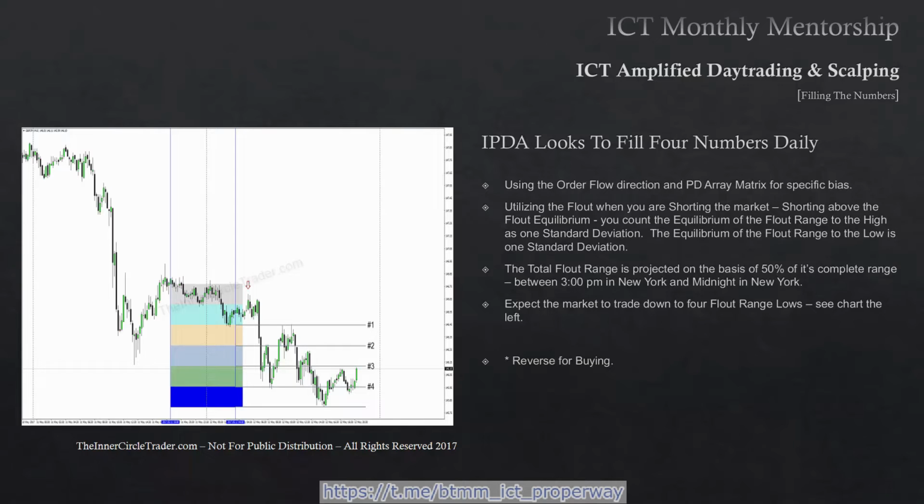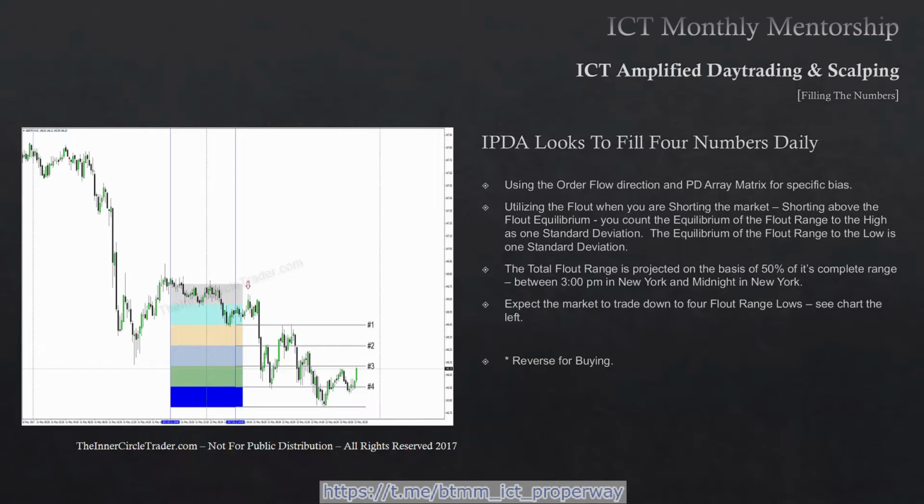So once you project the flout down 1 new low of its range divided in half, that constitutes level 1 of 4 numbers to fill for the day. And see the chart to the left, and you'll see what I'm referring to. But we're going to come back to flout again in this month, because I'm going to teach everything I know about it. But everything I'm showing you here, you just reverse for buying.